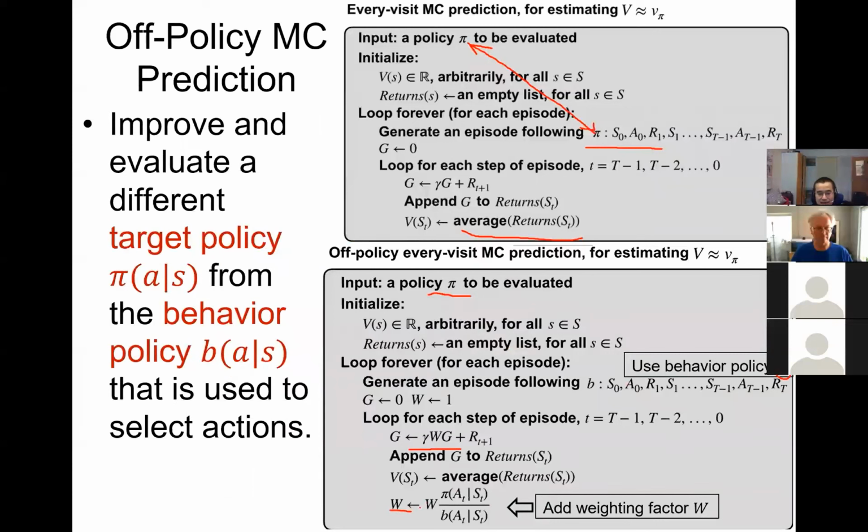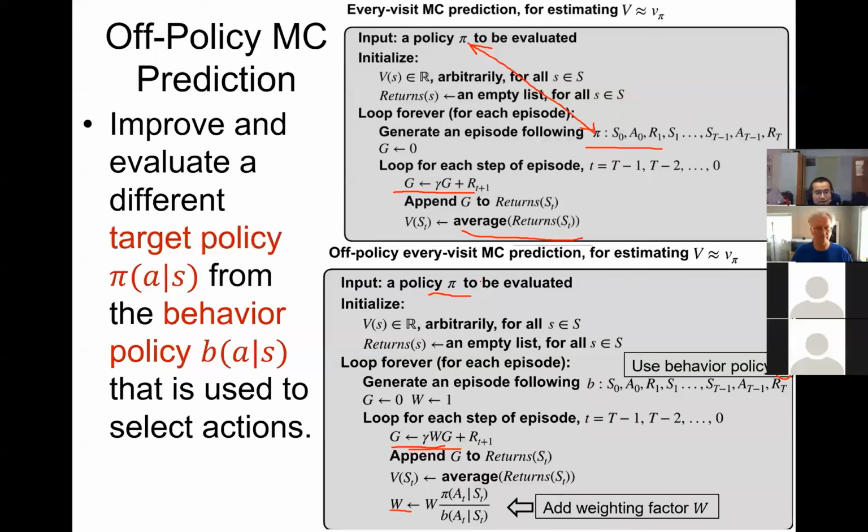So that's how you get W, and then you multiply by W to get a weighted average instead of the original plain average to compute the value function.